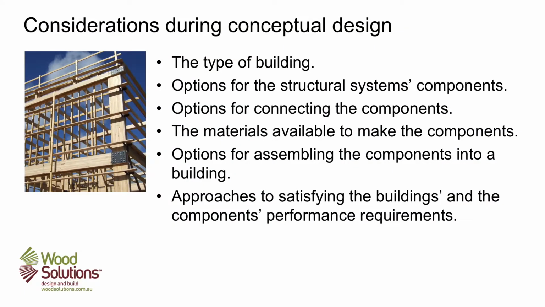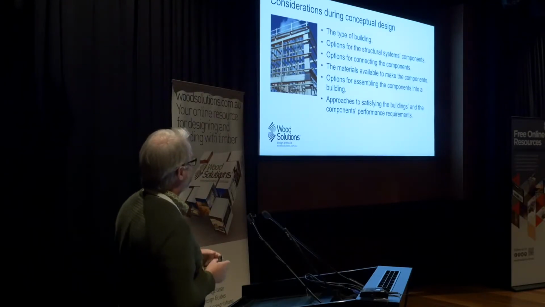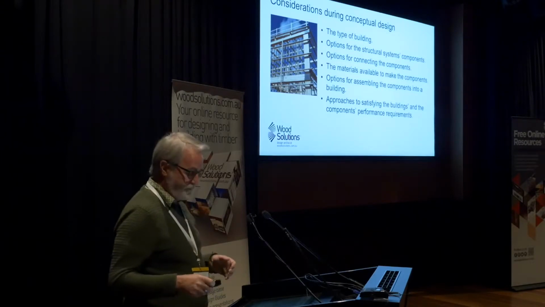So things that we've got to consider are what type of building we've got, and therefore what sort of structure that lends to the solution. What are our options for our structural components? What are the options for putting them together? What materials should we use? What are the options for assembling the components into a building? Because there's lots of different ways of doing that. And wood is highly workable, so it's very, very easy to get precise construction with wood if you want to. And then there are approaches to satisfying the building and components performance requirements.